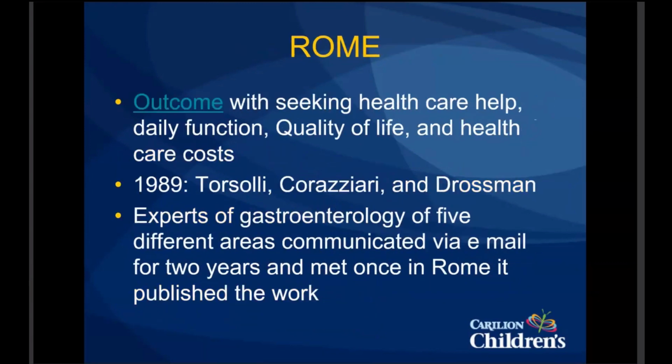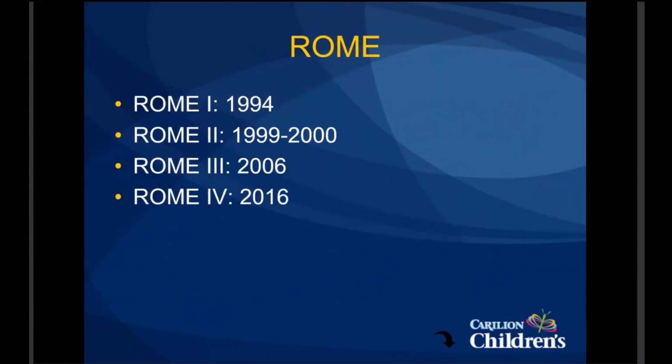There was a group of gastroenterologists that got together, and by 1994 they developed a diagnostic criteria called the Rome criteria. It was developed in Rome. Actually, they got together in Rome after a couple of years of emailing and developing all these aspects of how to address these disorders.